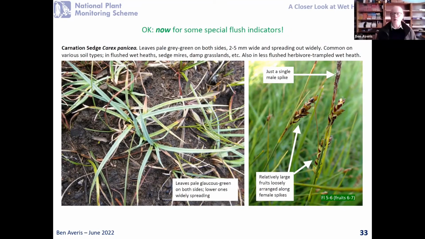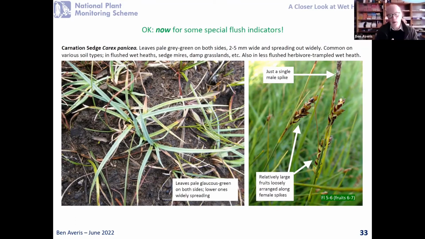So carnation sedge does like a rather flushed sort of situation. Where we find it in wet heath is mostly where there's some flushing. Actually, we can also find it in places that have been quite trampled by big herbivores, especially by sheep and cattle, around the edges of unenclosed upland areas as you're coming up towards where it goes into fields. And in some of those places, it's a bit less flush, but the trampling has opened up the ground a bit and given the carnation sedge a bit of a competitive edge.